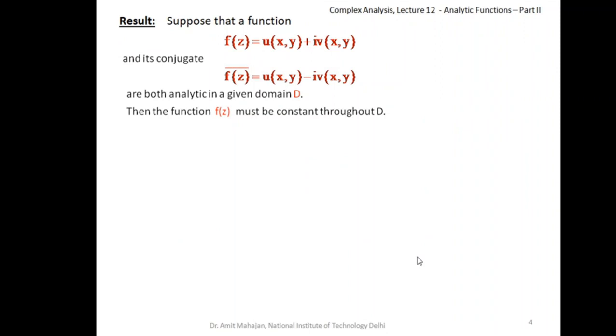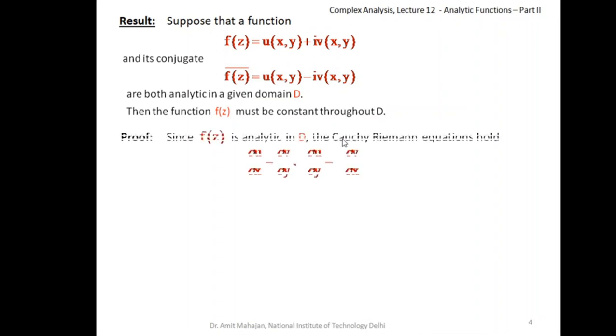One important result which we can prove using that theorem is this. Suppose that there is a function f(z) which is u plus iv, and this function is analytic in the domain, and also its conjugate, which is f(z) bar, which is u minus iv, is also analytic. So that means the function and its conjugate are both analytic in the domain D, then the function must be a constant function throughout the domain. So we'll prove this result now.